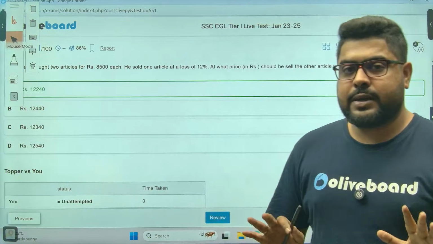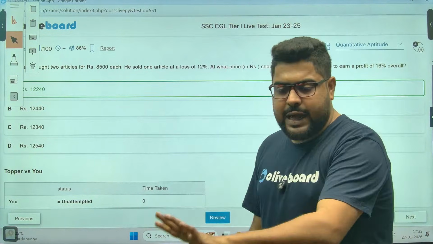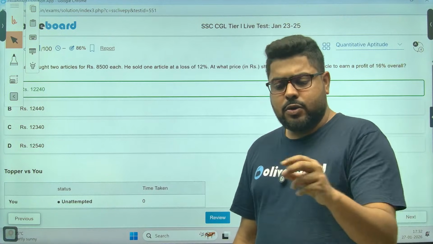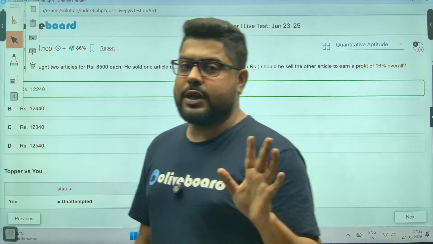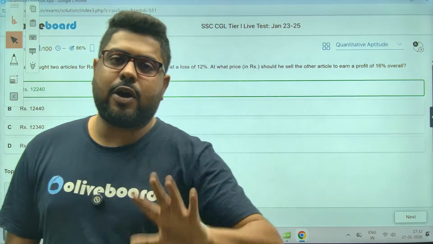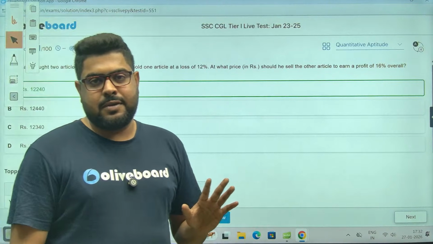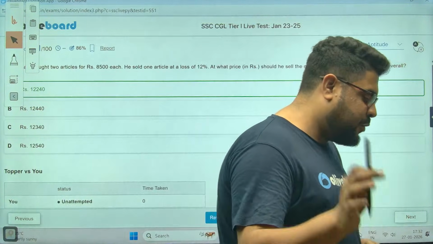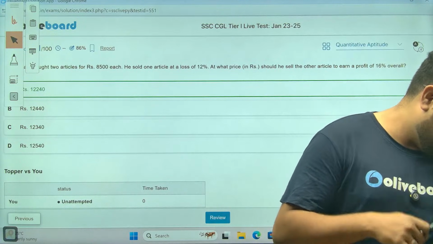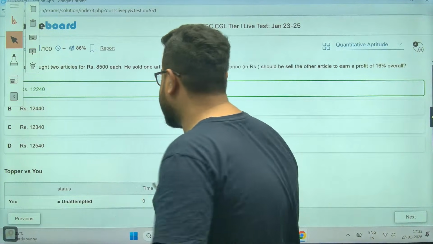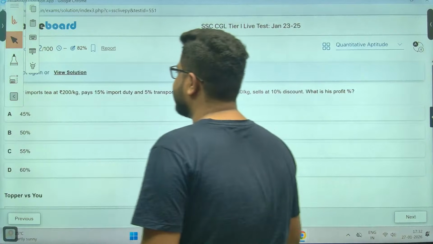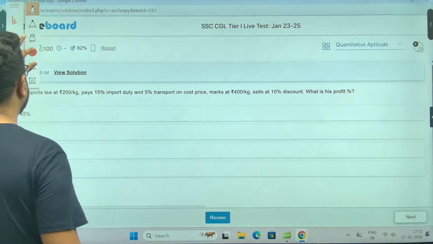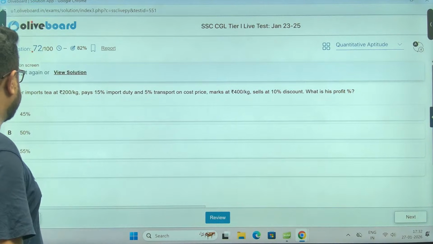Everybody got my point? You see, not every time you need to calculate. No matter how good you are in calculation, no calculation will always save you time. No calculation is always better than some calculation, no matter how fast you are. Clear, everyone? Moving on.